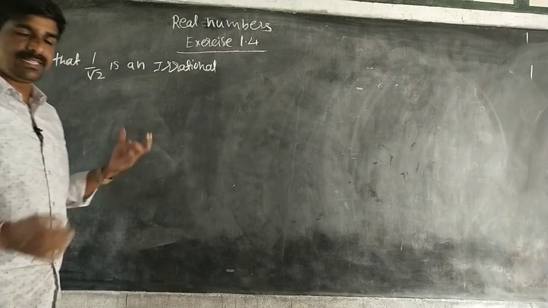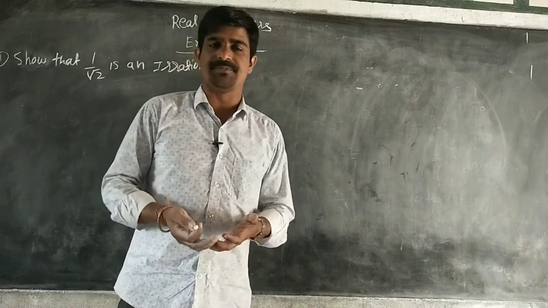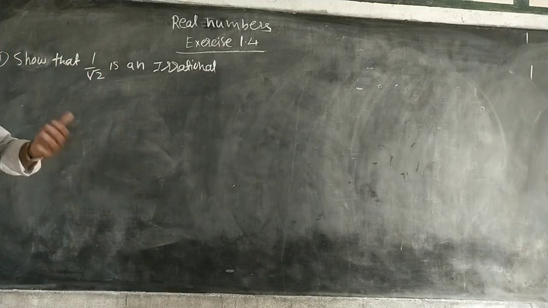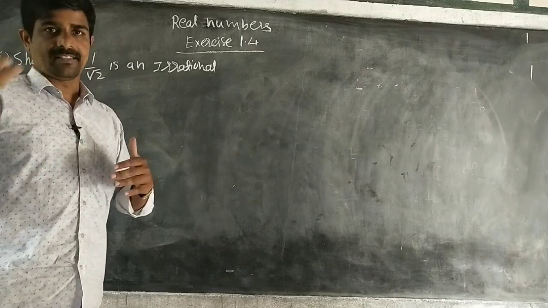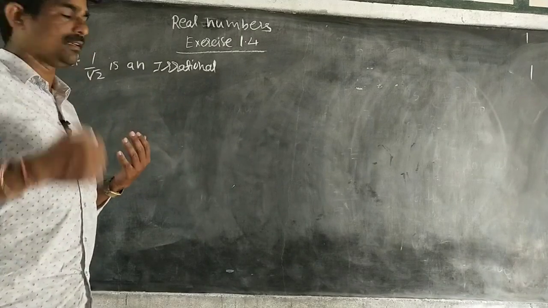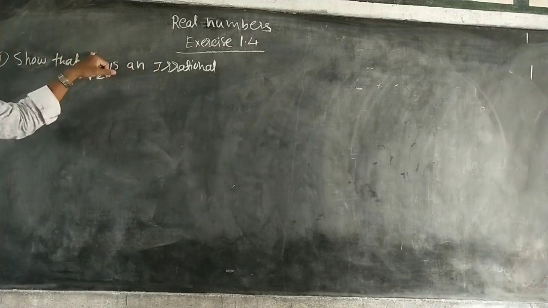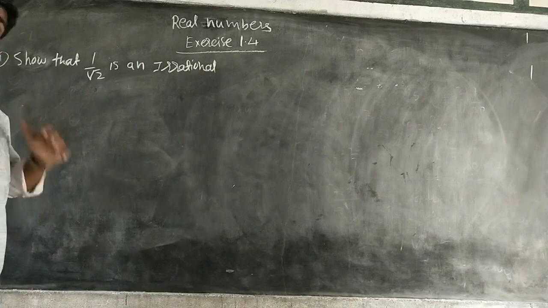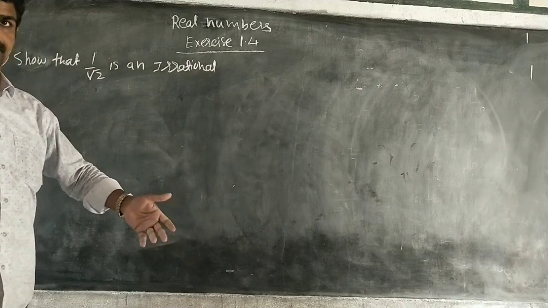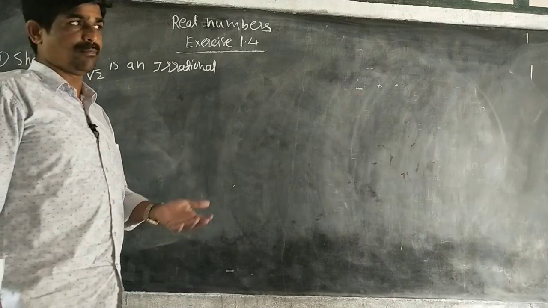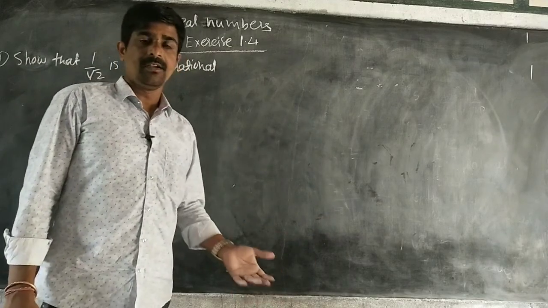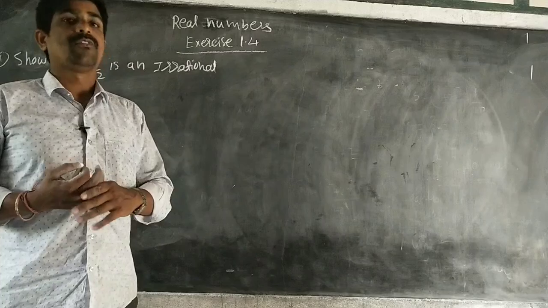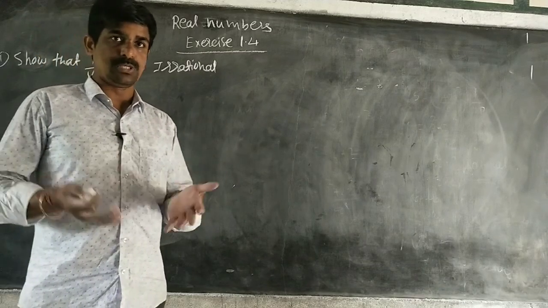In this exercise, how do we have to solve the problems? Whatever is given, whatever you want to prove, we go for another method, the contradiction method. So what is given? 1 by root 2 is an irrational number. What we take is that 1 by root 2 is a rational number. Then after some steps we get a wrong statement, a statement that goes against the general mathematics rules.